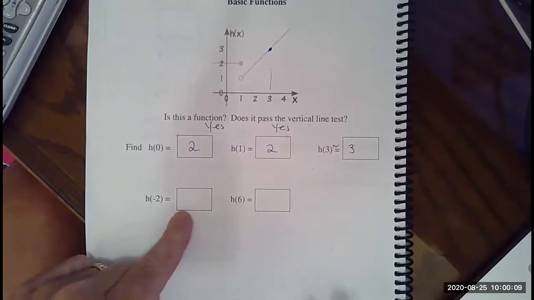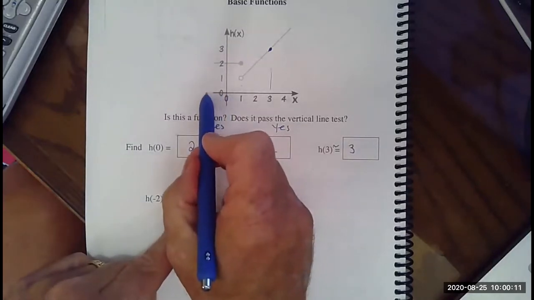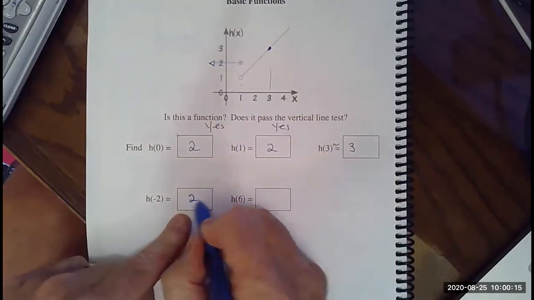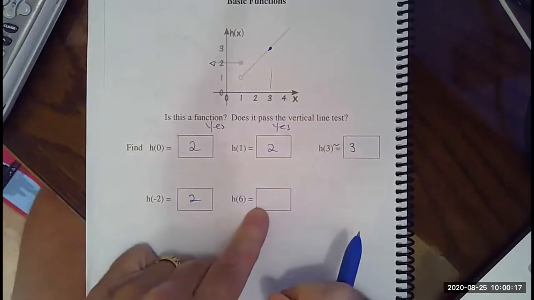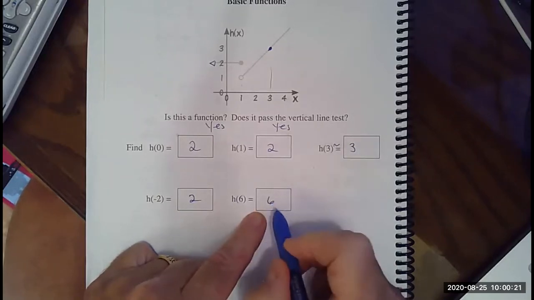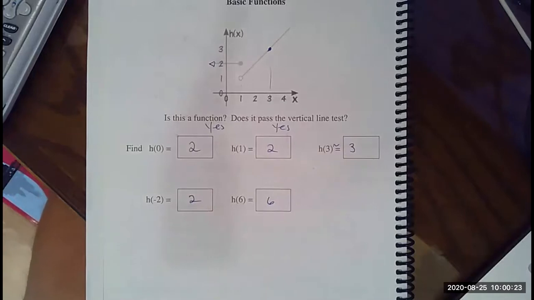Okay, h of negative 2, wouldn't that be over here? Well, it's still going to be, this is assuming the arrow goes this way. That's still going to be 2. And h of 6, I'm just going to say it's about 6 because it's going to be off. I'm going to say it's about 6.